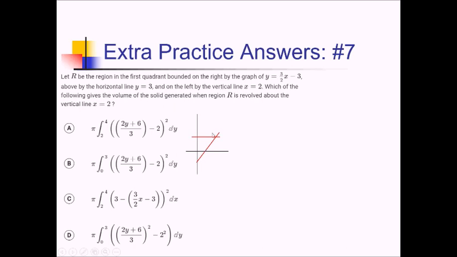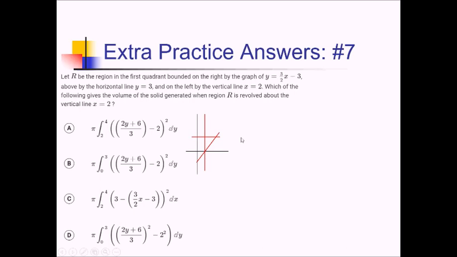So this vertical line actually intersects the slanted line right there. So our bounded region, it turns out, R, is a triangle. Now the next piece of this is that we want to revolve this region R around the vertical line x equals 2. That's this line right here.